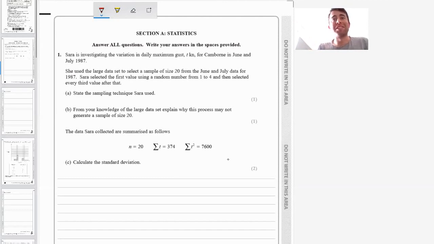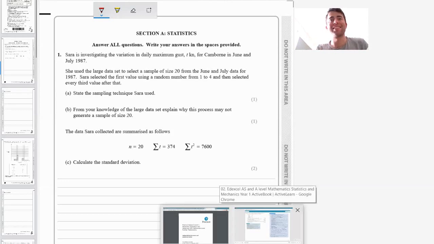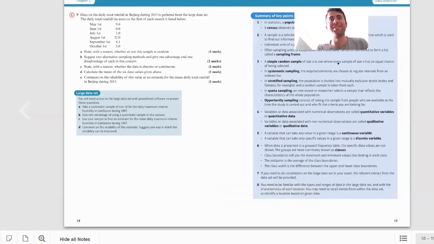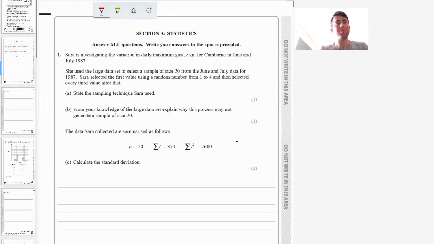There are only a limited number of sampling techniques that you're expected to know at AS, and they are neatly summarised in your Pearson textbook at the end of the first chapter, here on the right, those sampling techniques there. So I'll leave that to you to go and look those up and pick the correct one for this question.